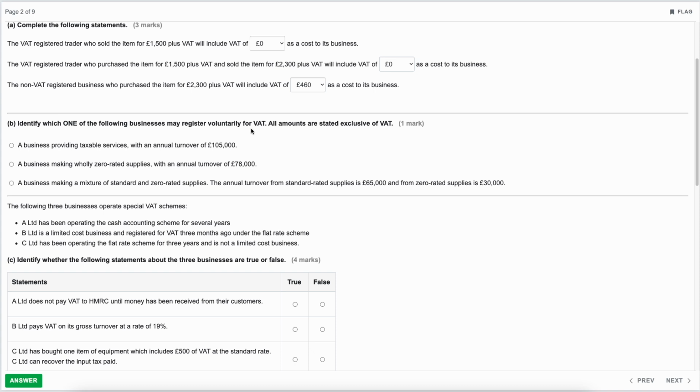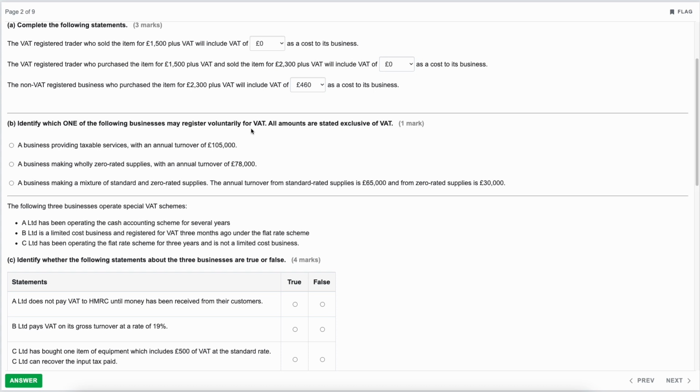So let's look at our 3 options. So a business providing taxable services with an annual turnover of 105,000. Now we know that the VAT registration limit is now 90,000. So if the business had an annual turnover of 105,000, that would be over the 90,000 threshold, and therefore they would have to register for VAT. So it wouldn't be voluntary, it would be mandatory. So it wouldn't be the first option.